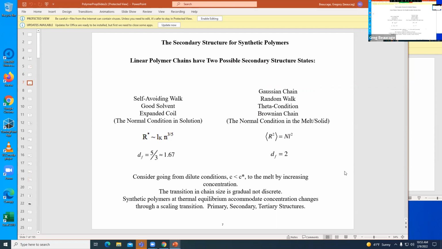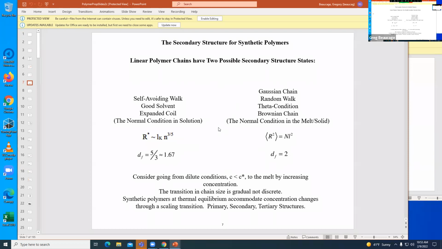Anyway, this brings up some issues. You can take a chain in solution and then make it concentrated, and it's going to go to this. There's going to be some kind of transition. In other words, there's going to be a state change between this expanded coil and this theta coil. And if you go in concentration, it means there's a magic concentration where this happens. So what is that concentration?